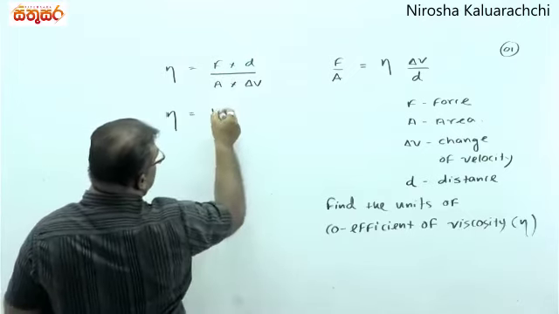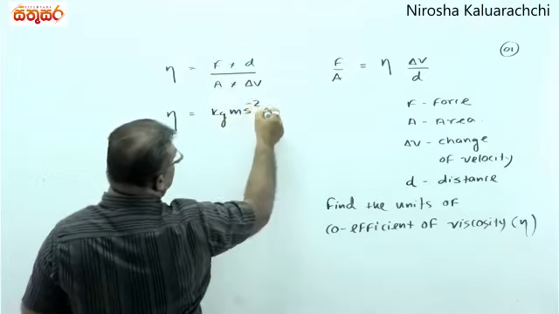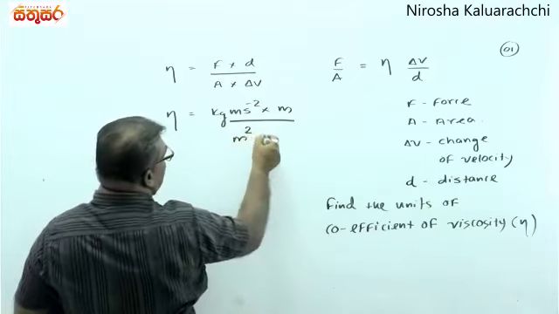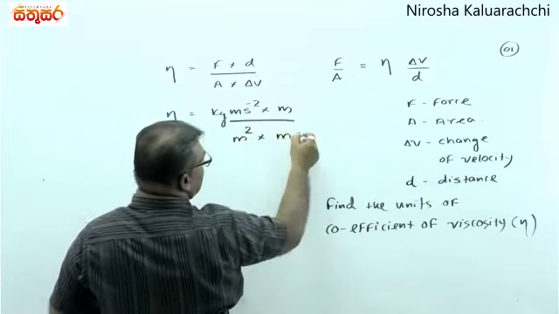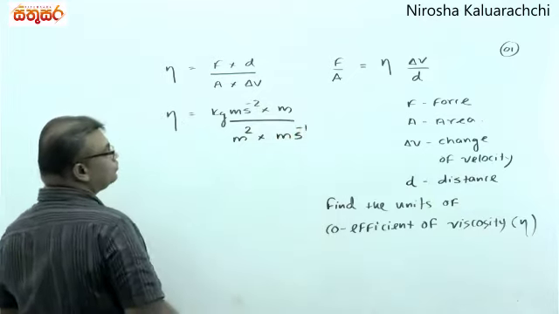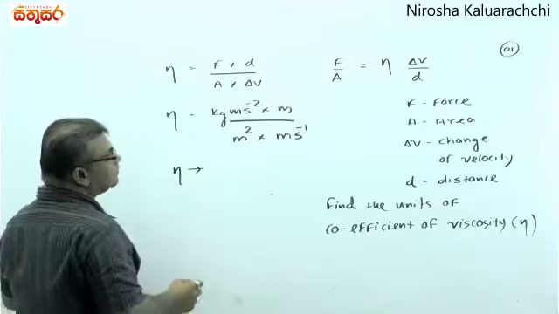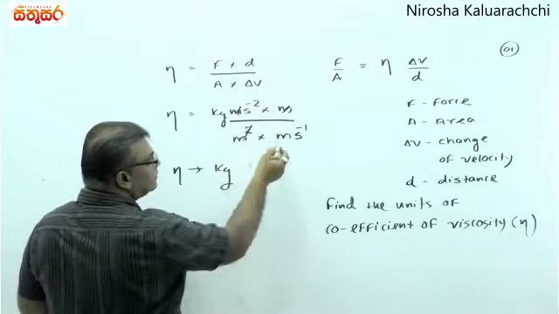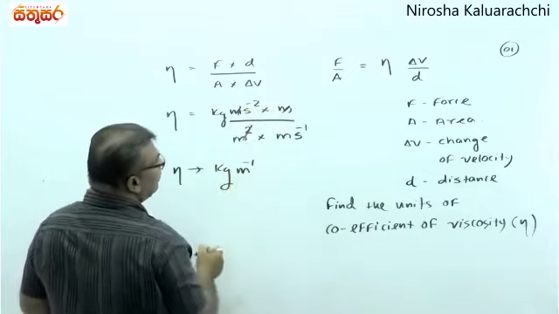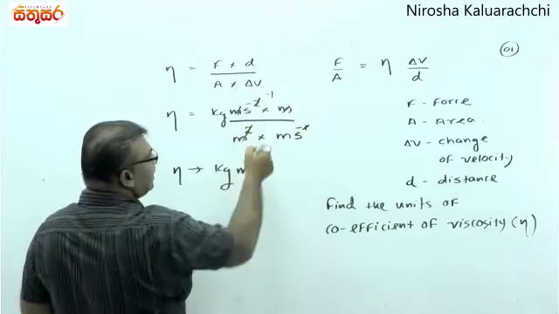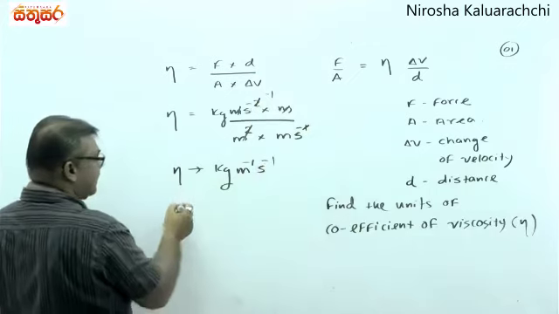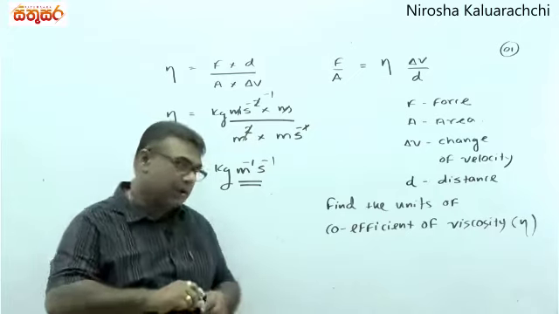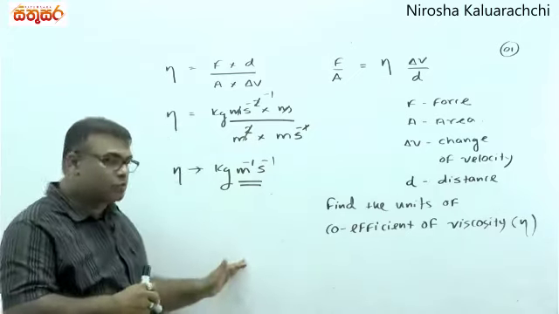Then eta becomes kg m s minus 2 times meters divided by meter squared times velocity change, m s minus 1. So we have the unit of eta: kg, m1 and m2 cancel, m comes up as minus 1, s minus 1 cancels with s minus 1, right? Then eta consists of this kind of unit. This is a repeated one, right? Okay. Now, let's take the new part from this week.